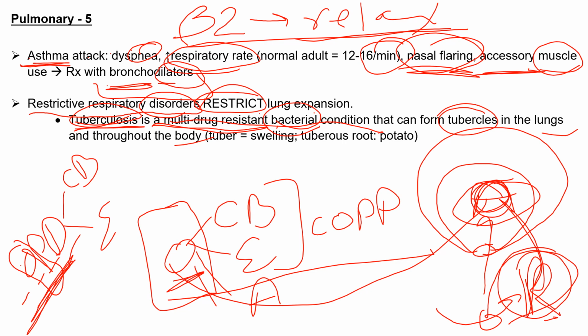So think about obstructive versus restrictive disorders. Restrictive lung disorders are essentially scarring. Obstructive lung disorders are essentially flaccid lungs, or lungs that don't get enough oxygen.